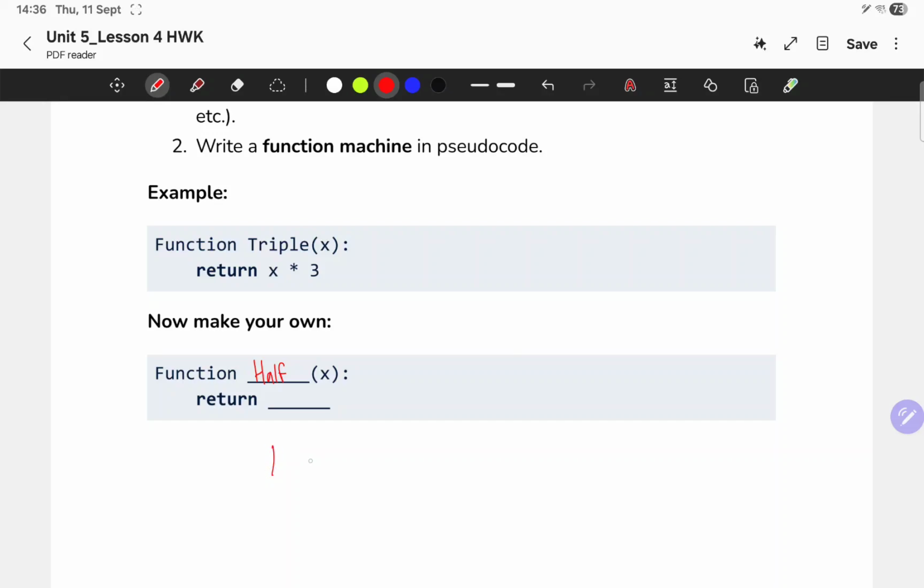So if I put in 1, well, 1 divided by 2 is equal to 0.5. If I put in 2, well, 2 divided by 2 is equal to 1.